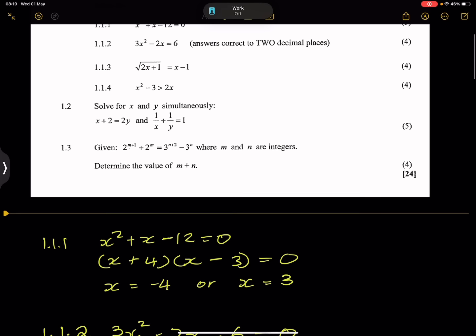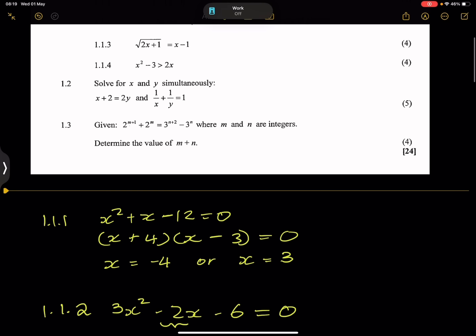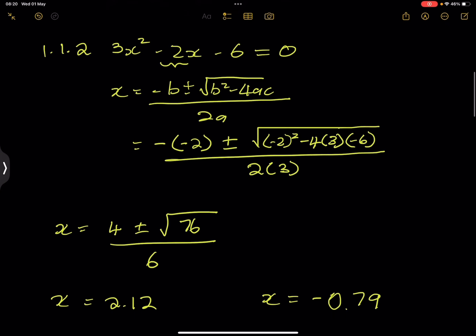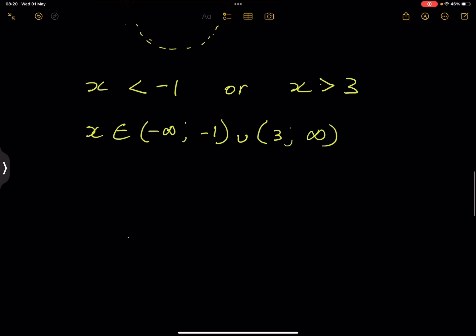All right, and on to the next one. They say solve for x and y simultaneously, where we've got x plus 2 is equal to 2y, and 1 over x plus 1 over y equal to 1. Right, so let's start with the equations, right?